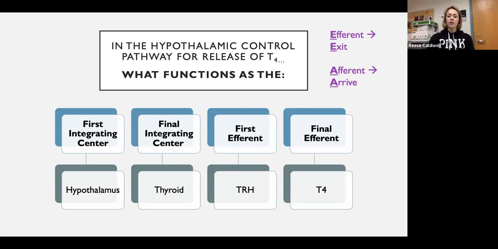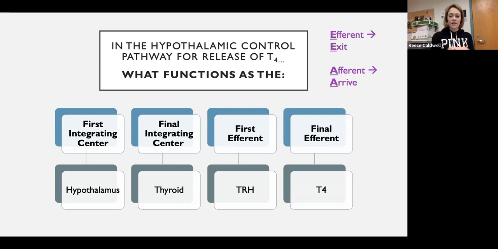So I would definitely work through these with the other hormones and make sure you know the difference between the efferent hormones and the afferent hormones. So if we were to say, what is the first afferent? It would also be TRH. That's going to be the first one to arrive in the pathway, the first one to arrive at one of the integration centers.